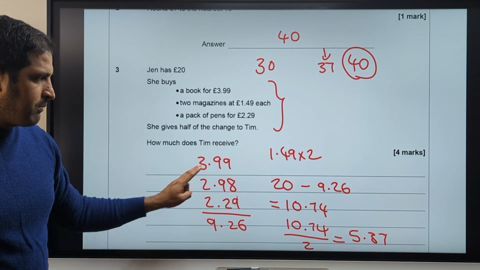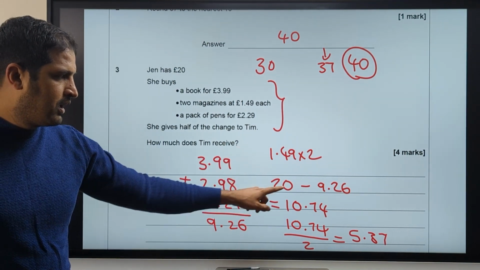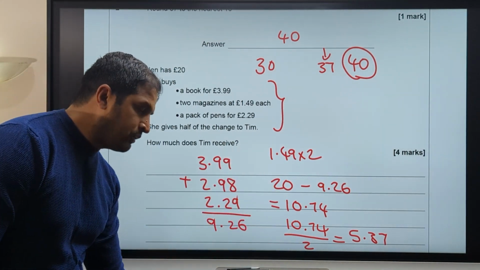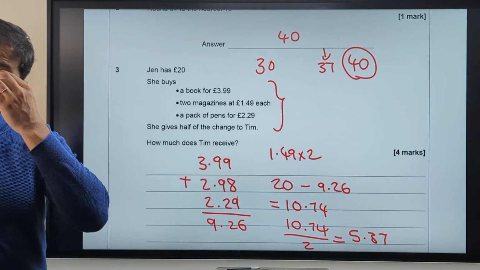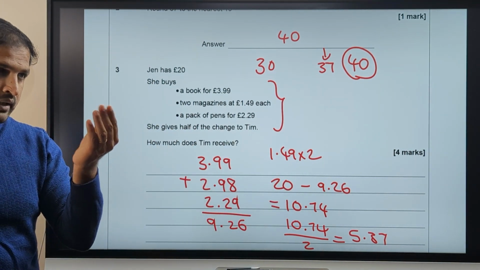Like I said, 1 mark getting that right, 2, 3, and 4. So that's how you get marks. So don't try to just write down the answer. Try to go through every single step.